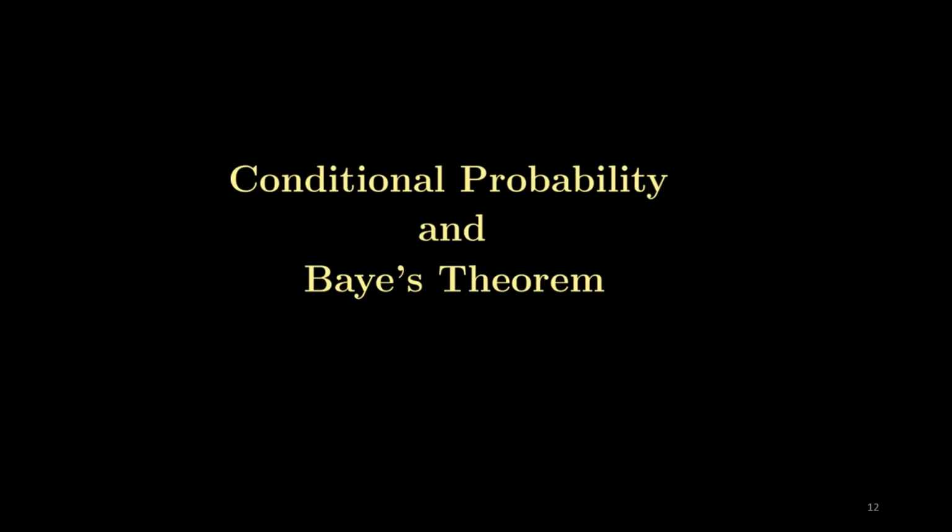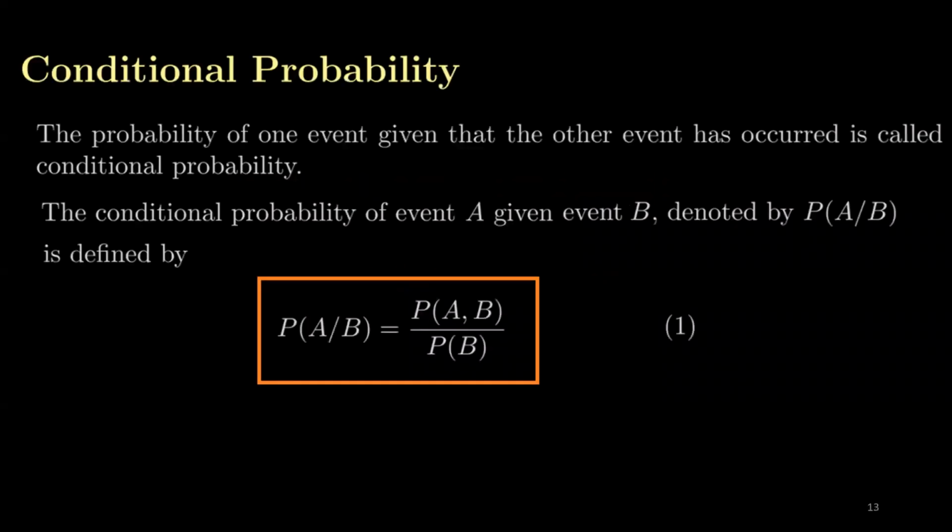So in this lecture, we will learn about the concept of conditional probability, and we will see how Bayes theorem can be used in order to find the conditional probability of an event. So this is the definition of the conditional probability. The probability of one event given that the other event has occurred is called the conditional probability. The conditional probability of event A given event B, denoted by P(A|B), is defined by.